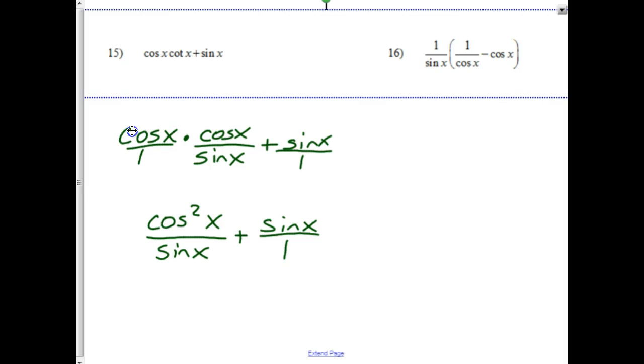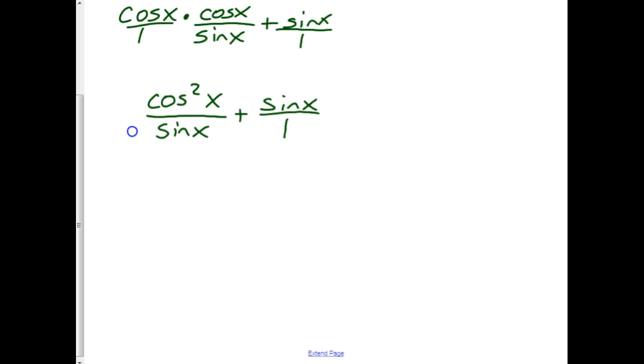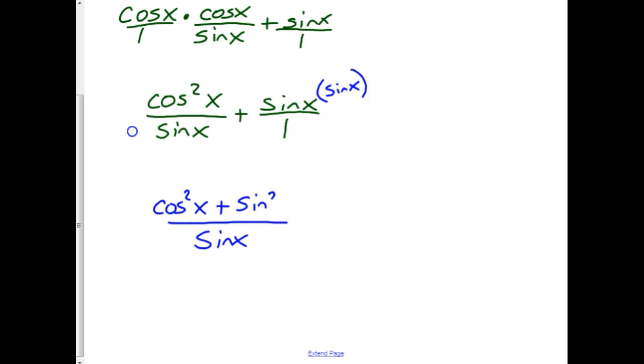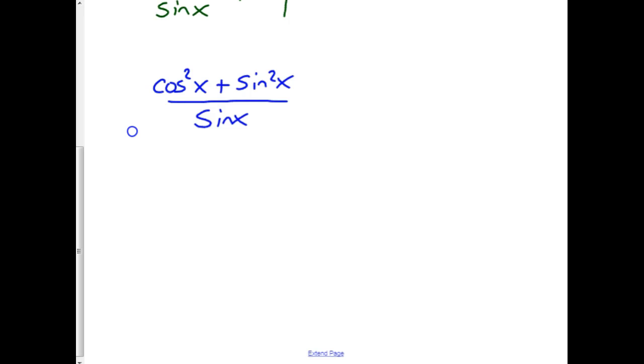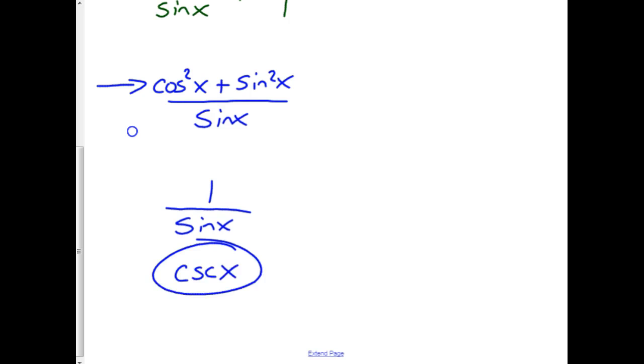Alright, I have two fractions. I need them in the same common denominators, right? Well, that's just going to be sine x. So I need to multiply this by sine x to get there. So that's going to give me cosine squared x plus sine times sine is sine squared x. Well, look at there. There it is again. What does that equal? 1 over sine x, which ends up being cosecant x. There's my answer.